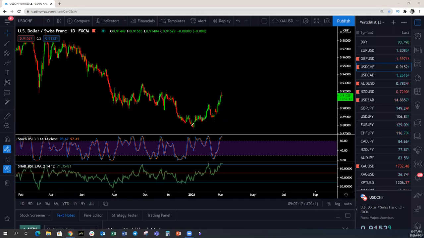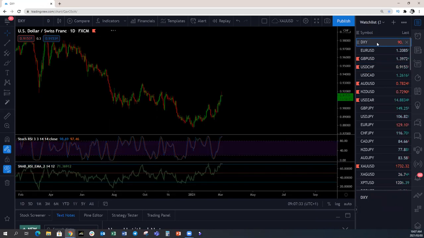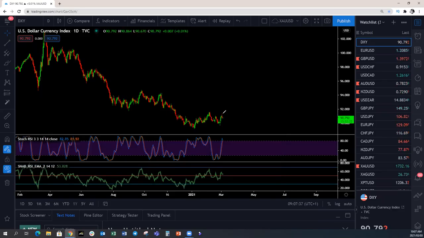US dollar Swiss franc, 1, 2, 3. Is this the end of the correction on US dollar Swiss franc based on what we're seeing on the DXY? Are we going to start seeing this one come down? The DXY has come down actually on the daily, but this one did not quite show anything. We've got this reversal candle here on the DXY, but the Swiss franc does not really show anything there. So let's see how that's going to play.